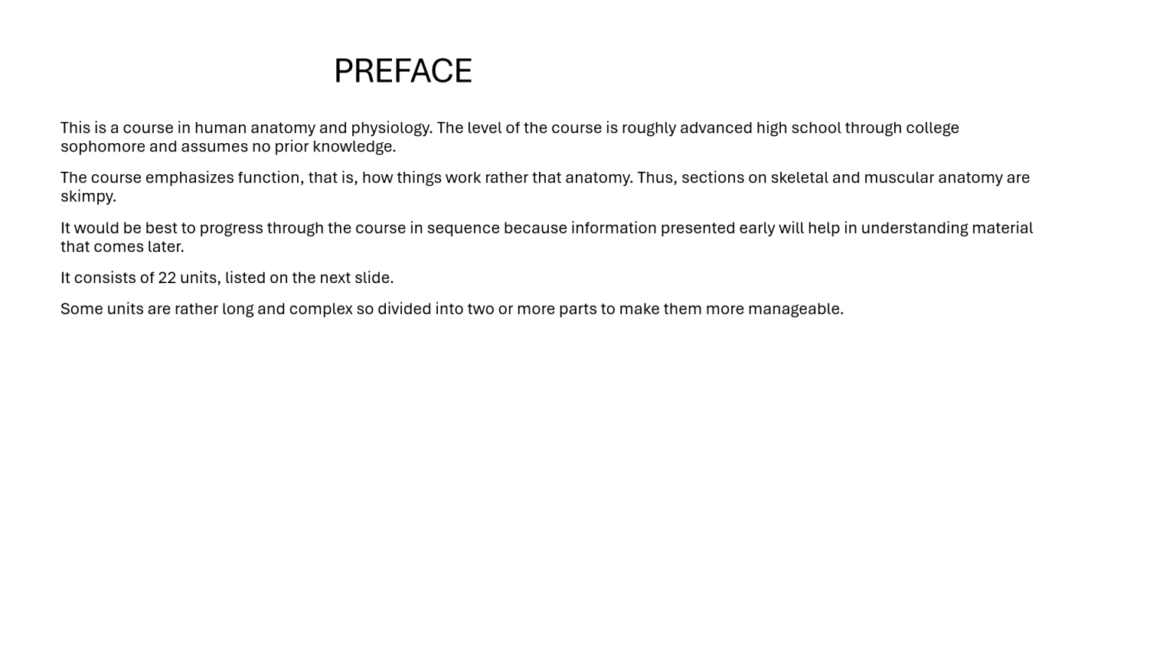The course emphasizes function, that is, how things work. So sections over skeletal and muscular anatomy are kind of skimpy. It would be best to progress through the course in sequence because information presented early will help you understand material that comes later. It consists of 22 units. They're described in the next slide.